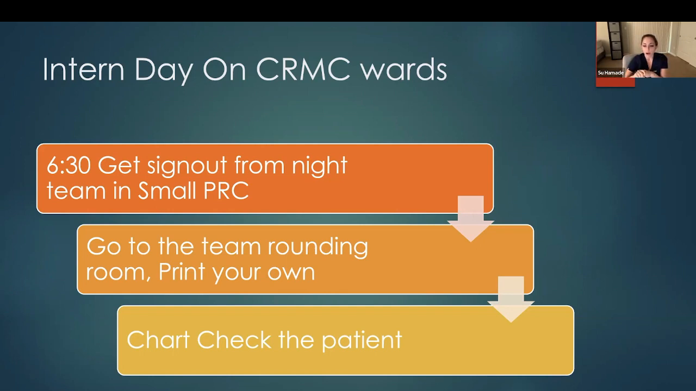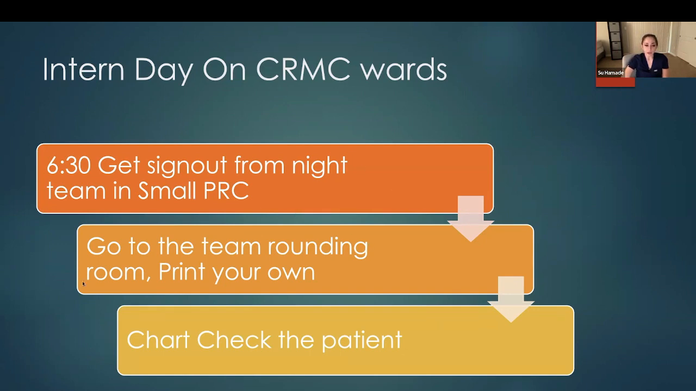There's also 4 computers in the small PRC room, at least 4. I'm not really sure, I think 4. And if you're early enough, you can go in there, log onto your computer, and either start doing your chart checking or even print the list to take the sign out for. And then you get your sign out from your intern. Usually, I've never really seen this take longer than maybe 10 minutes at most, to be honest.